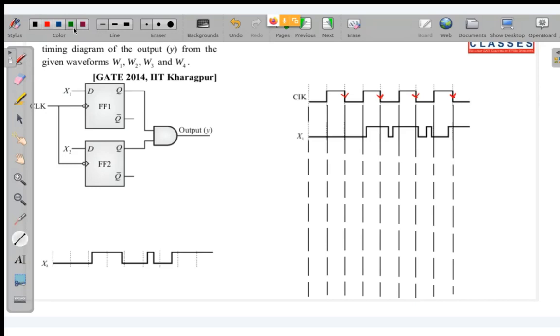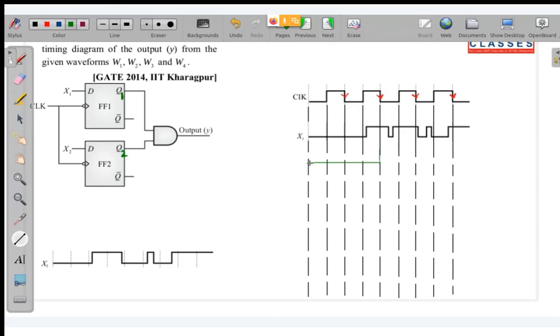So now if I draw the diagram for Q, let me write this as Q1, and this is Q2. So first let me draw Q1. This is the clock to Q1 and X1 is the input. Look very carefully what will happen. Q1, you can see at this negative edge, this is 0. At the next negative edge, you can see the output has transitioned from 0 to 1. So that means immediately this is also going to be at 1.